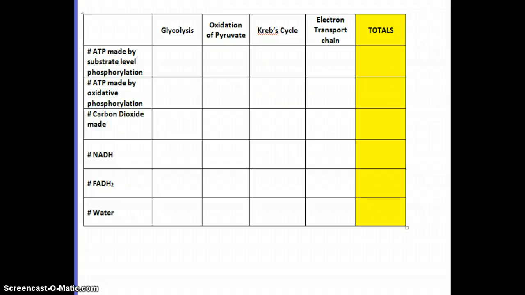All right, so this is going to be a summary of what we've covered in class on making ATP. So first, let's talk about the difference between substrate level phosphorylation and oxidative phosphorylation, because we're going to be looking at the different processes, and notice we're going to be looking at how many ATP are made by each of these ways of making ATP.